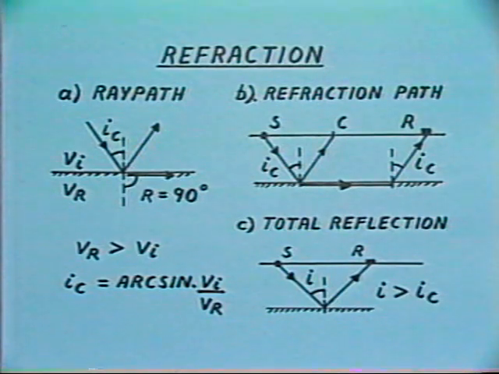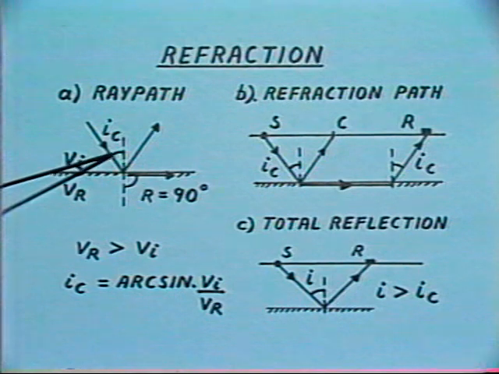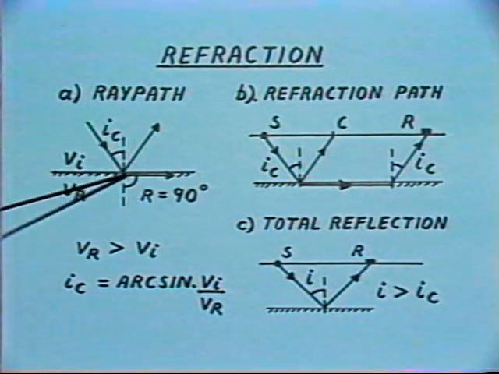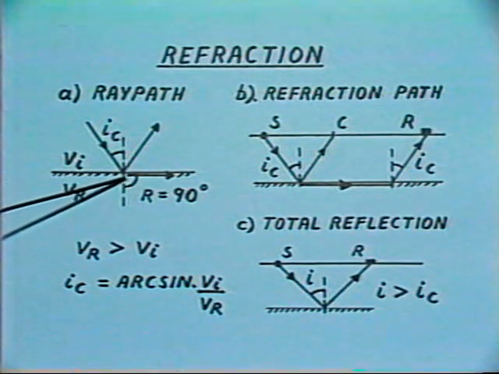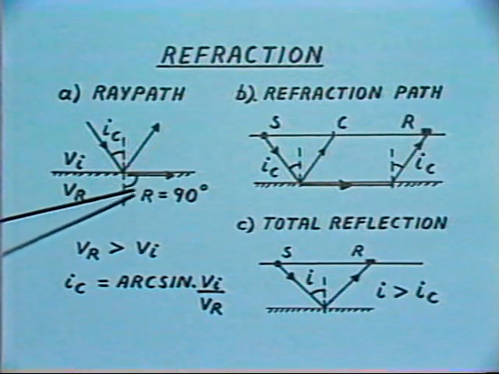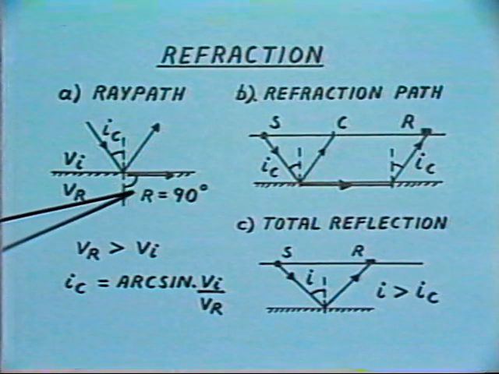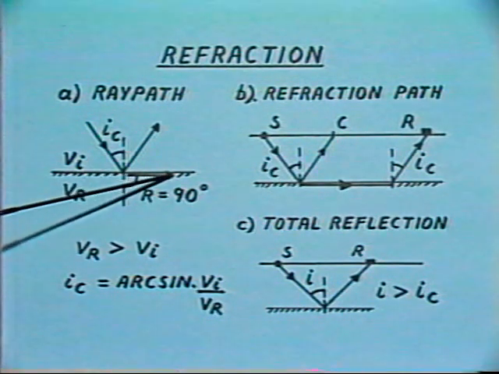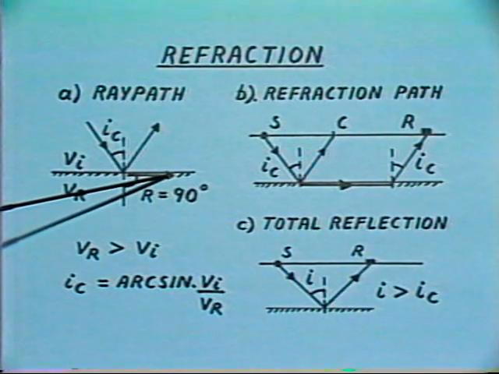Now, for a situation where the velocity in the upper layer is lower than the velocity in the deeper layer, if the angle of incidence keeps on increasing, we eventually reach a situation where the refracted ray is bent so that it travels along the interface, as shown here. So that means that the angle of refraction has become 90 degrees. This ray of energy which travels along the interface is called a refracted ray.